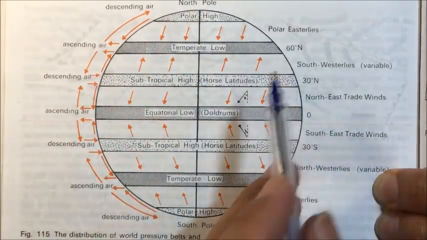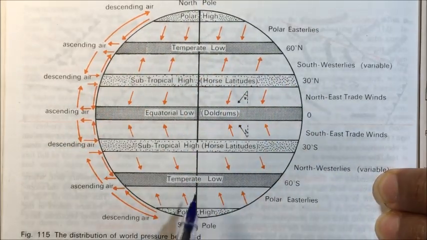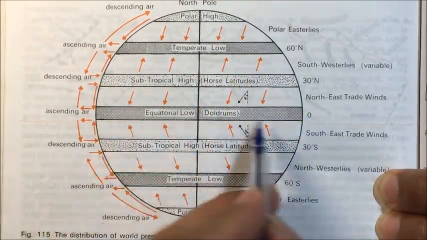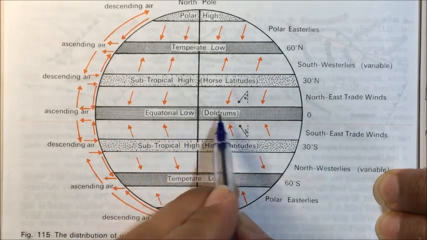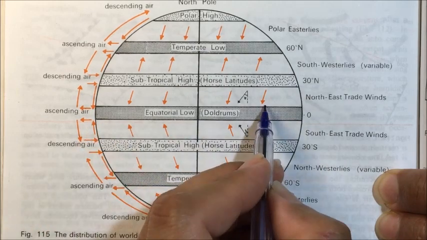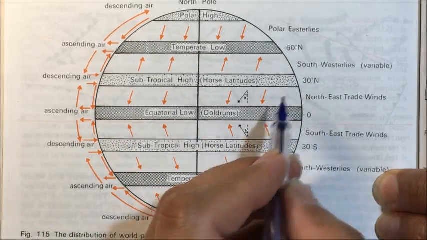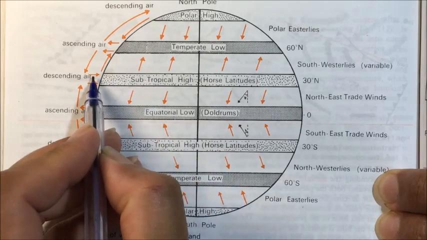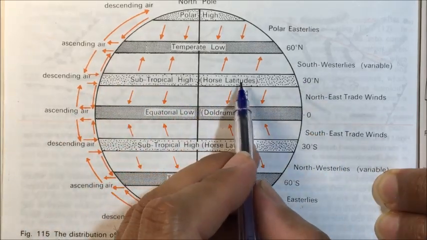So this is our Earth. We'll be discussing different pressure belts and the planetary winds. At the equator, we have the low pressure belt, that is equatorial low pressure belt. It is at 0 degree. So we can take 10 degree on both sides. And around 30 degree, we have the subtropical high pressure belt.